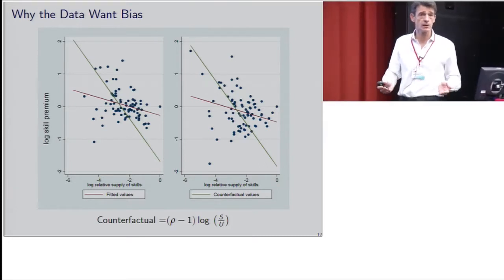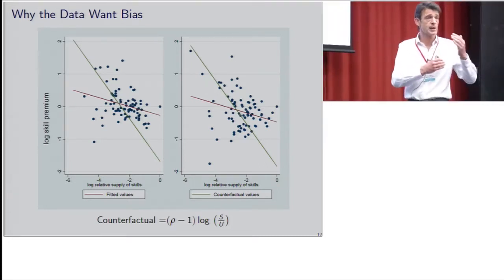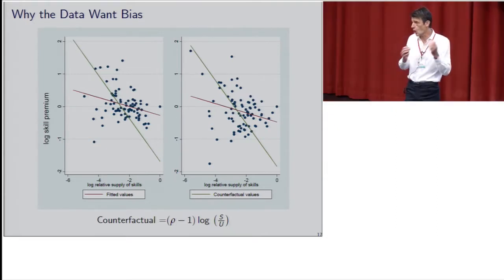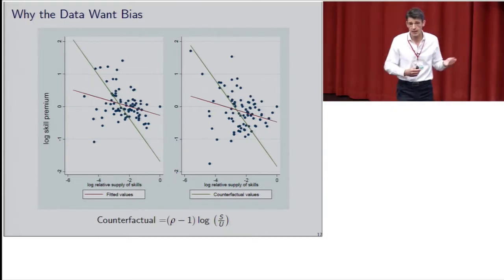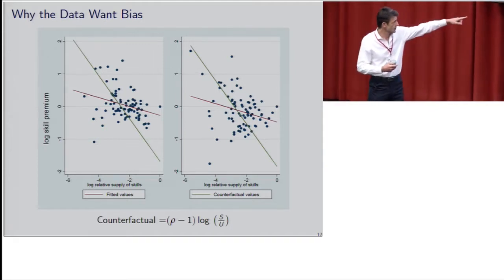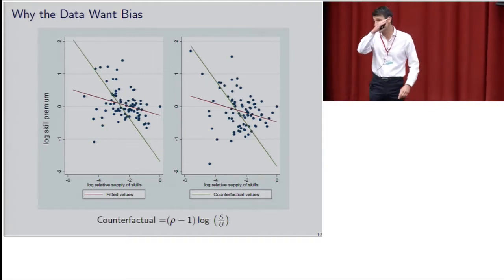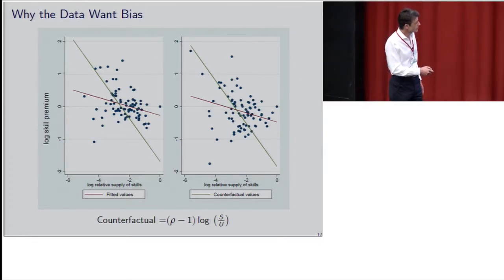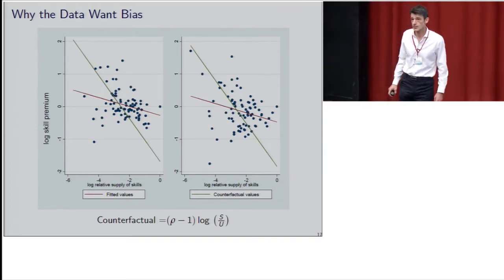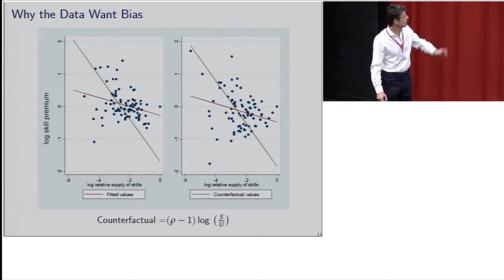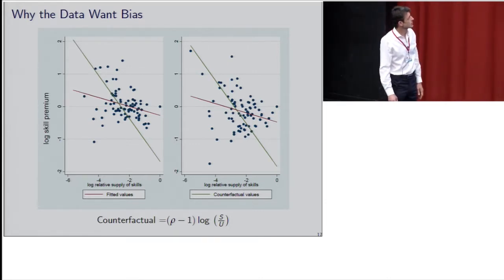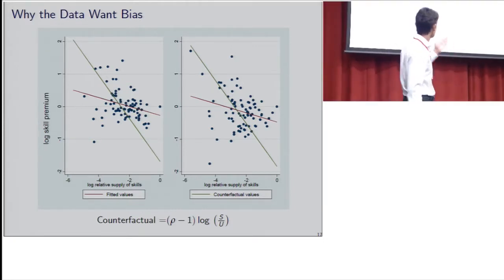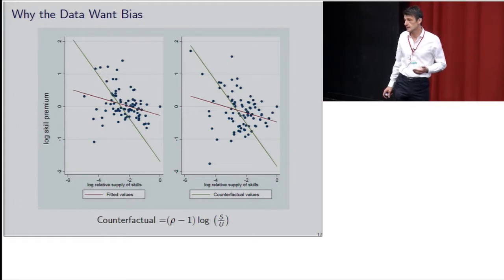Remember the expression for the skill premium we had before. There are these two power functions. Take logs, and you get the relationship at the bottom here: you should just get a downward sloping relationship with an elasticity of rho minus 1. So that's a very steep downward relationship. Now, the dots are the data, and the red line is the fitted line through the data.